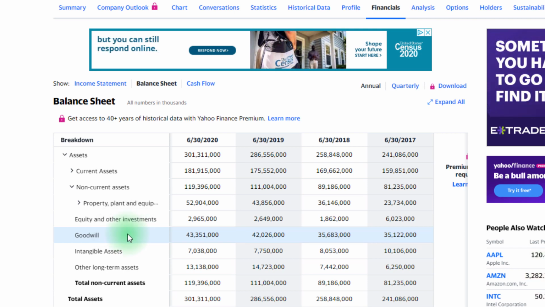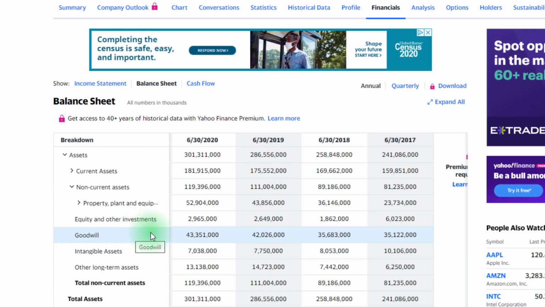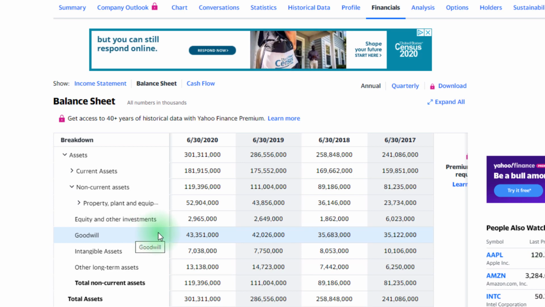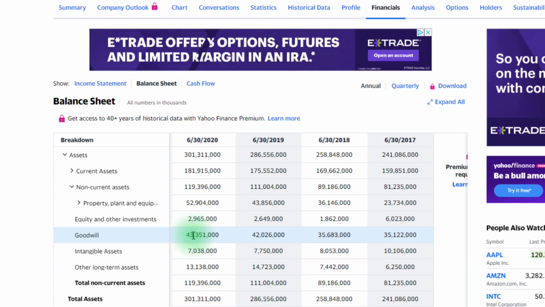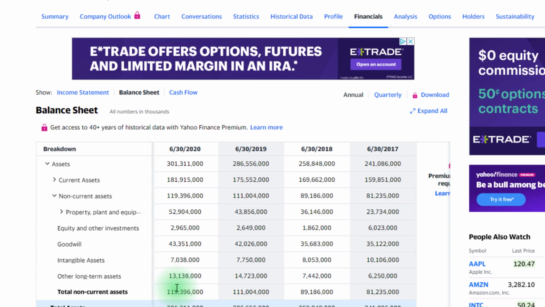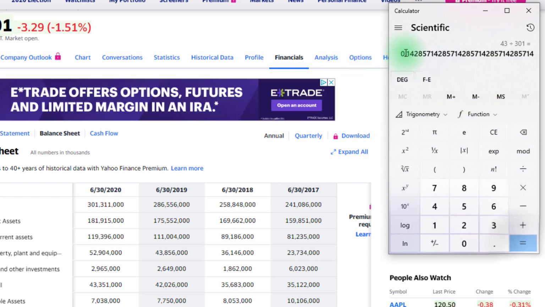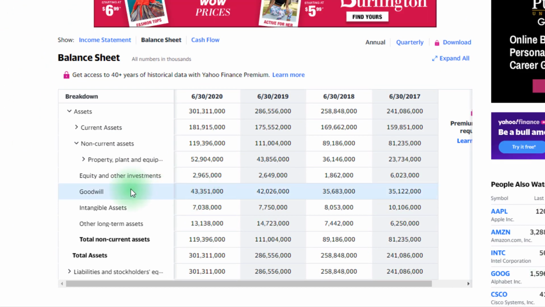Are we talking about the brand Coca-Cola, which is obviously extremely valuable, or are we just talking about the extra amount that a company paid for another company? And they wrote it off as goodwill and reflect that value here. So 43 billion is pretty significant. When you look at their total assets here, 43 billion divided by their 301 billion in total assets, you get 14%. That 14% of their total assets are reflected in their goodwill. So that's just something good to be aware of.